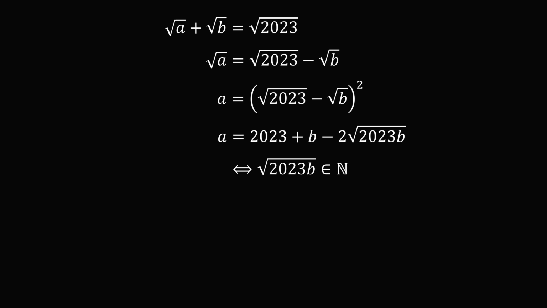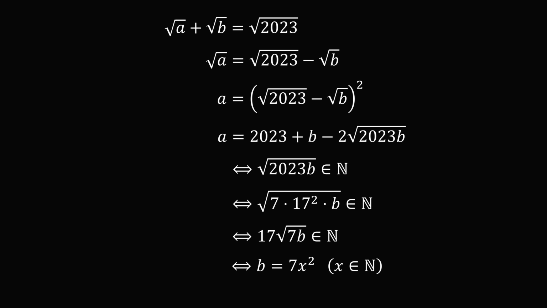Then the prime factorization of 2023 is 7 multiplied by 17 squared, so this is equivalent to 17 multiplied by the square root of 7b. Now this will evaluate to be a natural number if the square root of 7b is a natural number. So b is equal to 7 multiplied by x squared, where x is a non-negative integer. So that's the condition for a solution here.